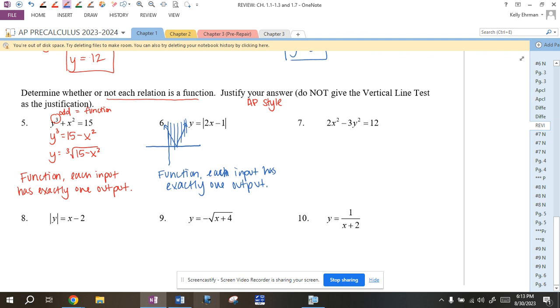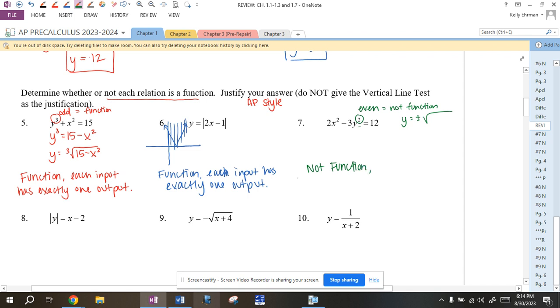Okay, number 7. This time we have 2x squared minus 3y squared equals 12. All right, so thinking about this, what did we say on number 5? When y is to an odd power, we have a function. When y is to an even power, that's going to be not a function. And that's because if you're solving for y, you're going to get that y equals plus or minus the square root of something. So whether or not you actually solve for y here, you don't really have to, not for our Friday quiz. You can say not a function.